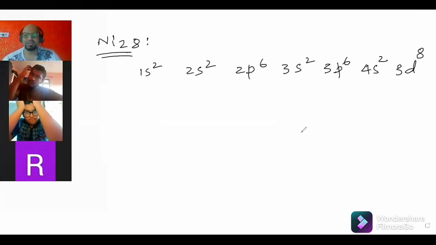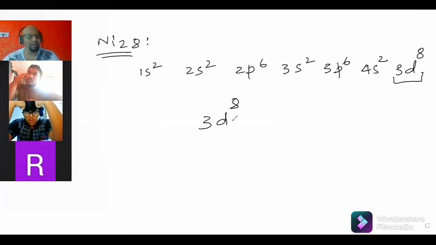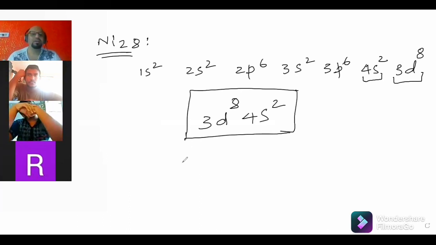It's a D block. That's why I will take this 3d, and I will take the valence shell as well, 4s. So this is your valence shell electronic configuration, right? So your n is equal to 4 and n minus 1 is equal to 3. Now I need to find out the period number and group number.